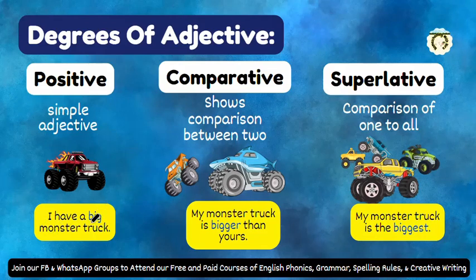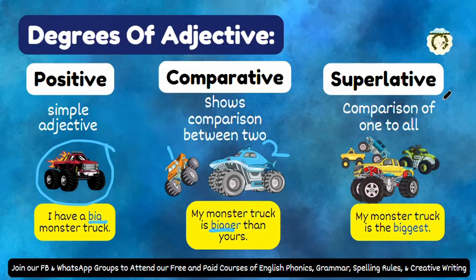I have a big monster truck. I'm talking about just a monster truck that is big. In comparative, if I'm comparing two things, I'll say my monster truck is bigger than yours. Now I have two things and I'm comparing them. Okay? These are two nouns and we are comparing two nouns.